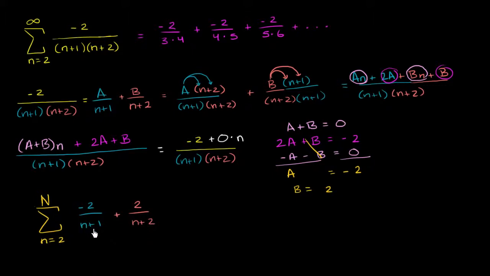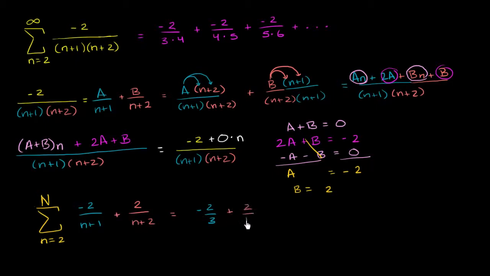Now, how does this actually go about helping us? Well, let's do what we did up here. Let's actually write out what this is going to be equal to. This is going to be equal to, when n is 2, this is negative 2 over 3. So it's negative 2/3 plus 2 over 4.